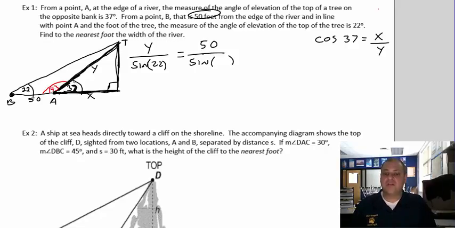Okay, 143 and 37 is 180. If this is 143 and this is 22, that's 165. So this angle up here must be 15, because the three angles of the triangle add up to 180.